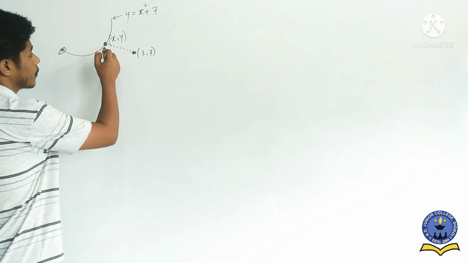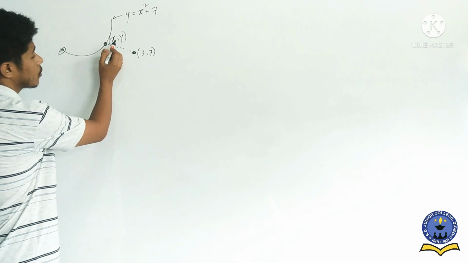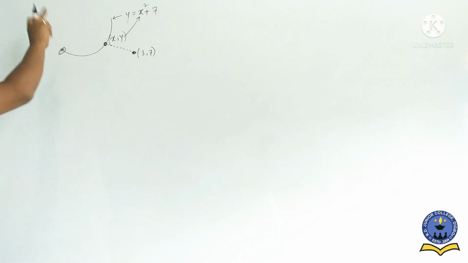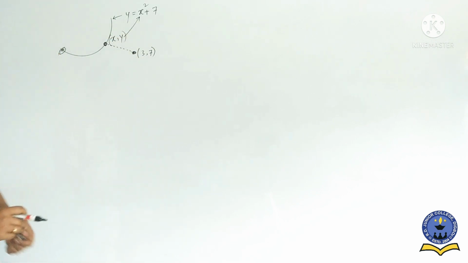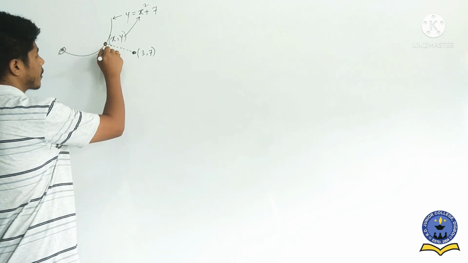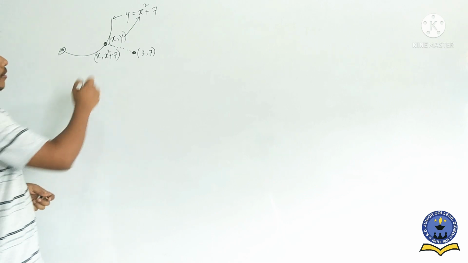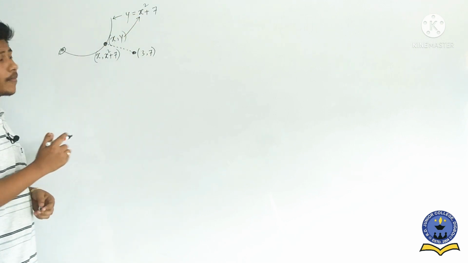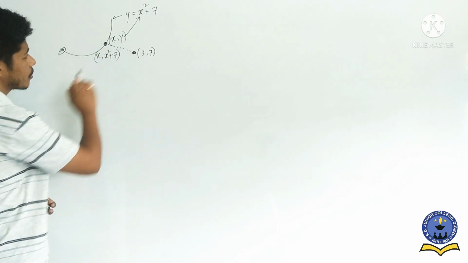For that reason, let us convert this whole point in terms of x. In place of y, we can write the result y equal to x square plus 7, because the path is given as y equal to x square plus 7. So in place of y we can write x square plus 7. Actually the location is (x, y), and if we replace y by x square plus 7, then we simply write (x, x square plus 7). Is it clear?